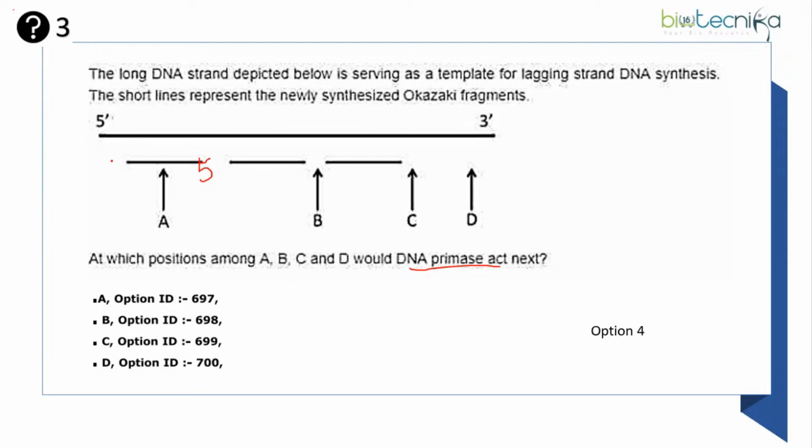5 to 3. That means this is a place where the primer has been synthesized. Similarly, here, this is a place where the primer has been synthesized. This is the place for primer synthesis. Now, here also a primer will be synthesized and then that will be elongated. Okay? So, the next primer that will be synthesized will be at the position of D.